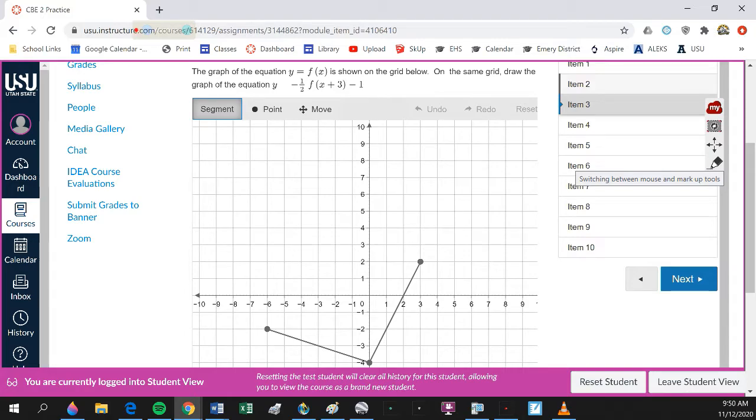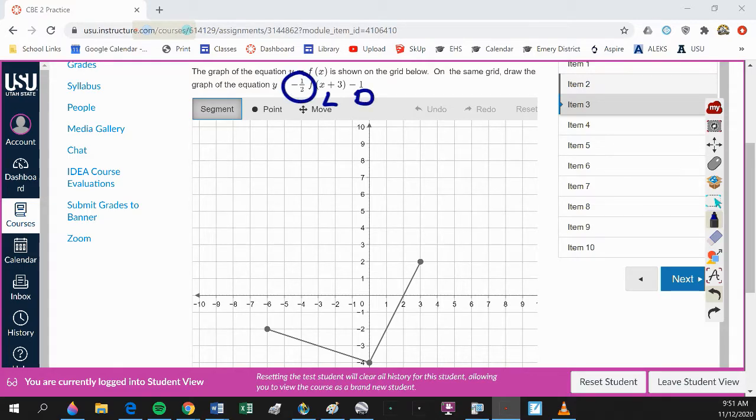Okay, 3. So the graph shown is f of x. We want to graph -1/2 f of x plus 3 minus 1. Now that looks really complicated, but it's not. So if we look at the movements, this is left, this is down, and what does that do? It's a flip which way? Flip across the x, and half as tall.